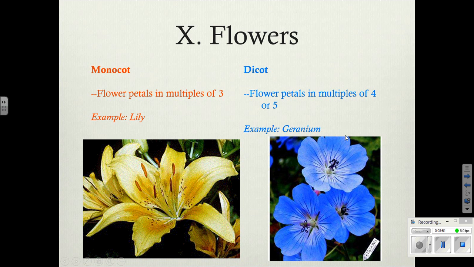Now let's say you get a flower with 12 petals. Well, 12 is a multiple of 3 and 4, so how would you tell if it's a monocot or a dicot? You would then maybe have to do something besides counting the petals. You may have to go back and look at the leaf veins, or the seeds that it produces, or go even further and look at the xylem and phloem and how it's arranged. So you'd have to look at something else.